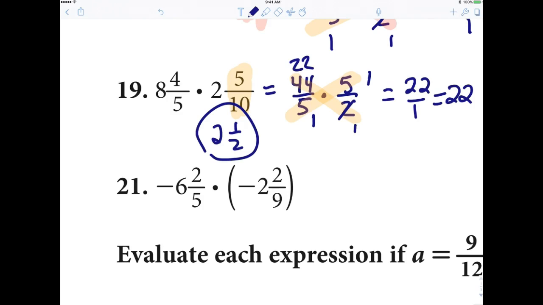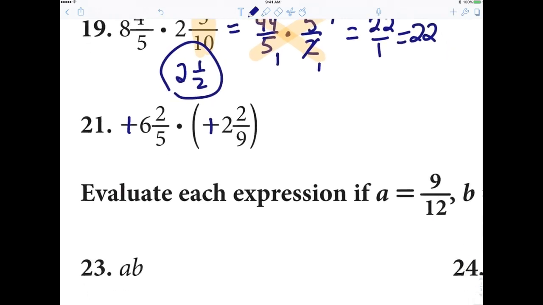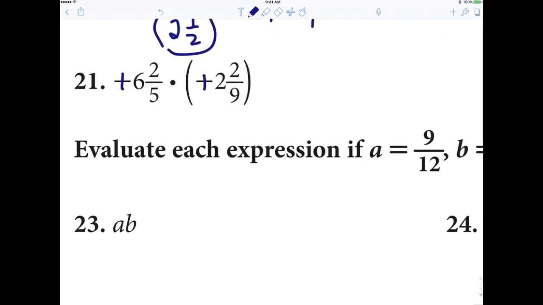Now, in number 21, a negative times a negative is a what? Positive. So I can just cross those out and not worry about them. Now, I need 6 2/5. Max, tell me what that is. 6 2/5 is 32 over 5. Yes, that is correct.